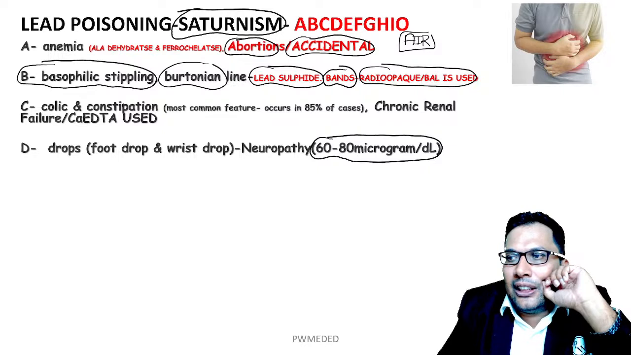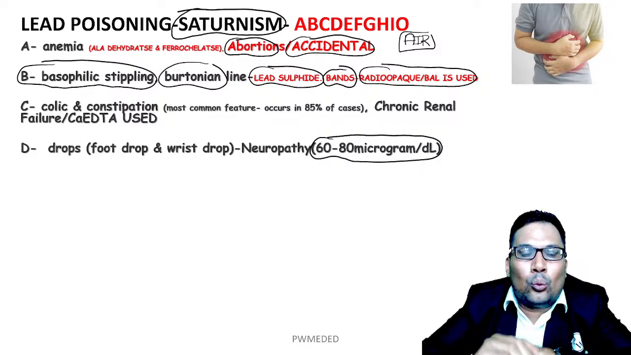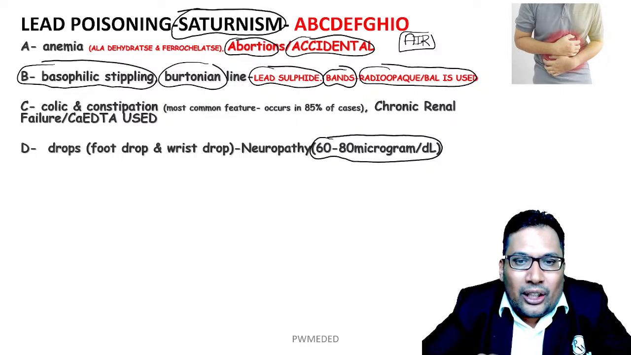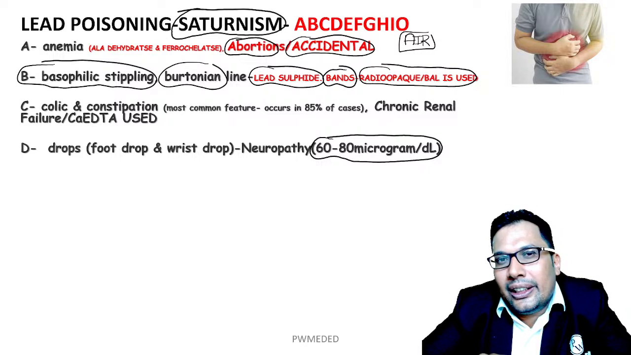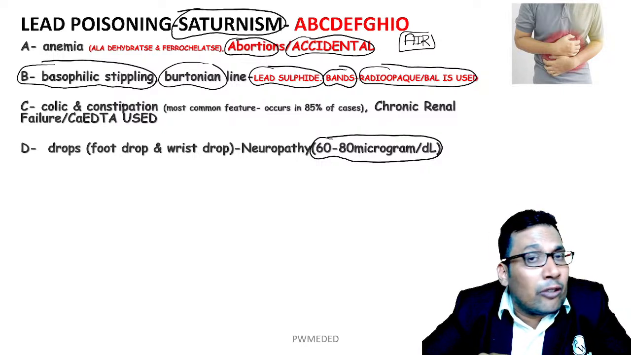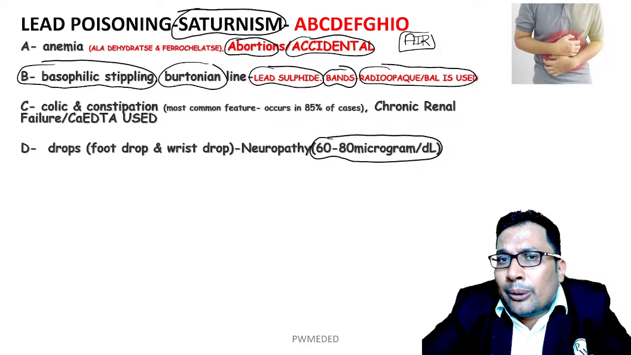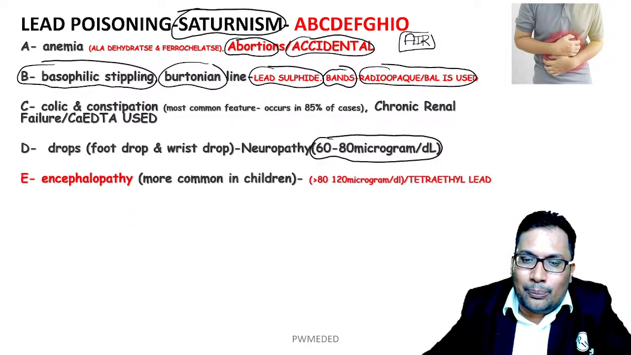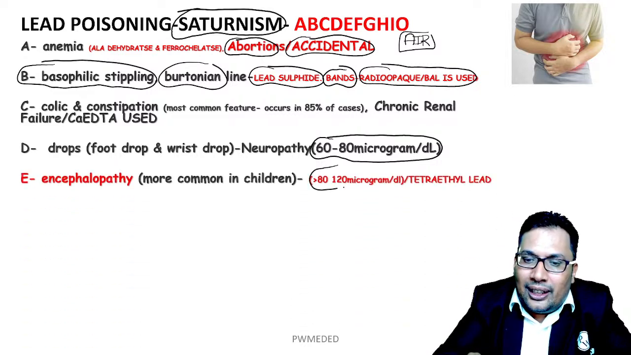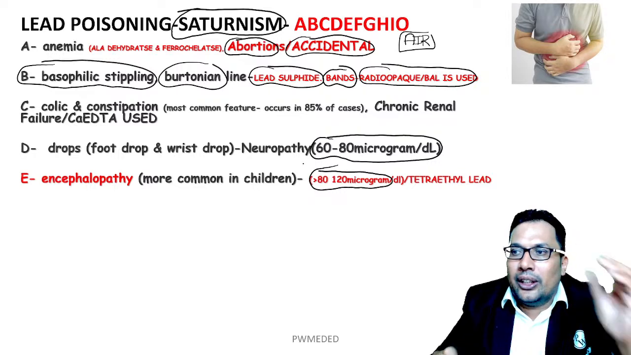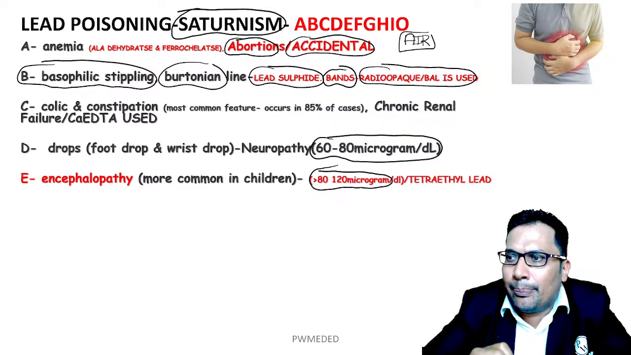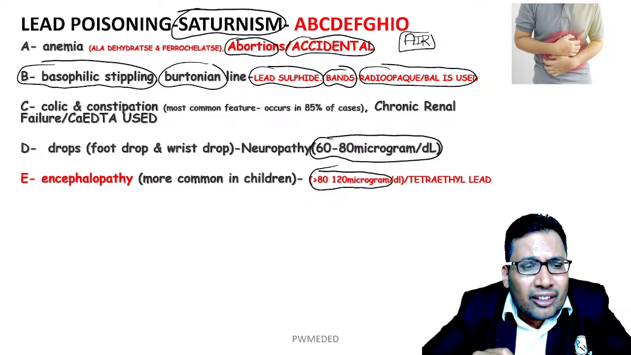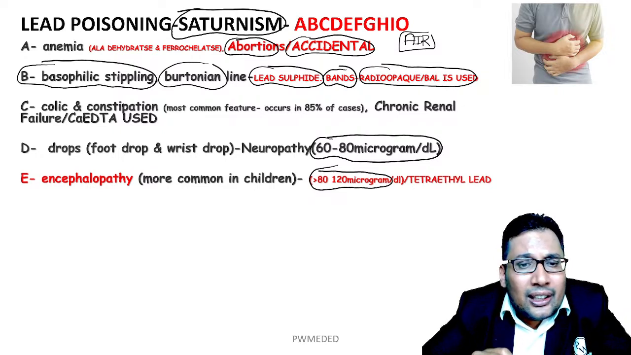Then E, anyone can you guess what E is for? What is E for in lead poisoning? E for encephalopathy. Encephalopathy is common in children, not common in adults. What is the level of lead? Your answer should be 80 to 120 microgram. Very good, all are very attentive.